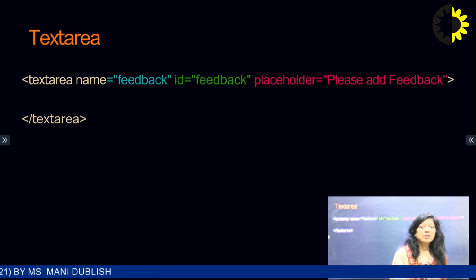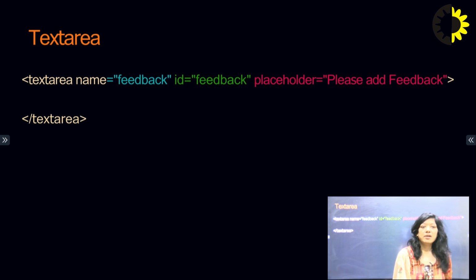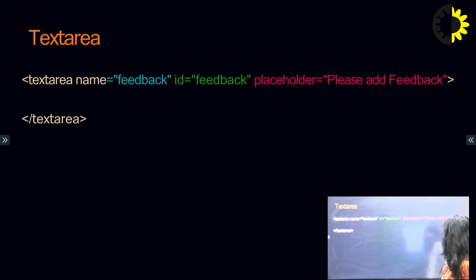Moving on, text area. Suppose I have to write feedback of my website. Suppose I am a client visiting a website, and now I am going to mention feedback. For feedback, I need a large space for writing. That time, if we want to write this kind of thing, we use the tag textarea. So here I mention textarea. The name of the textarea I have mentioned as feedback. Here I have mentioned the ID. ID is equal to feedback, and placeholder I have mentioned please add feedback.